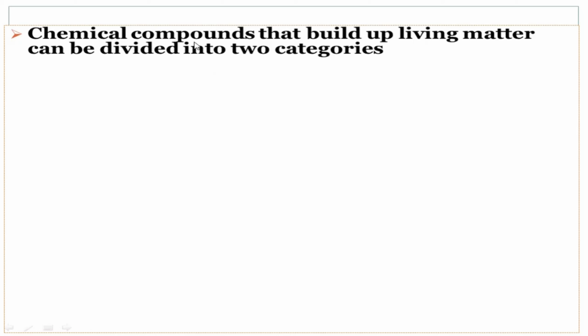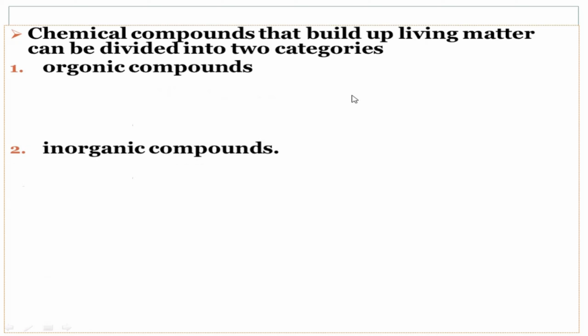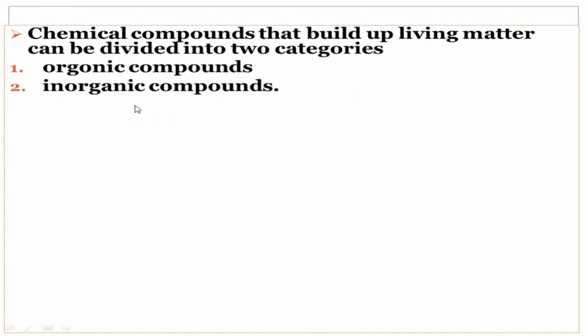Chemical compounds that build up living matter. The chemical compounds that build up living matter can be divided into two categories. The first one is organic compounds. The second one is inorganic compounds.